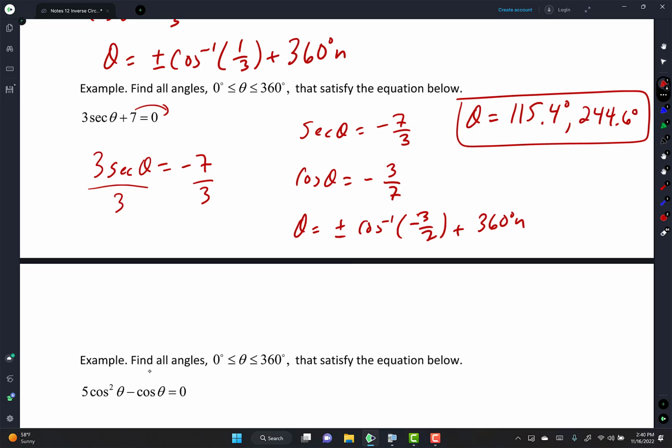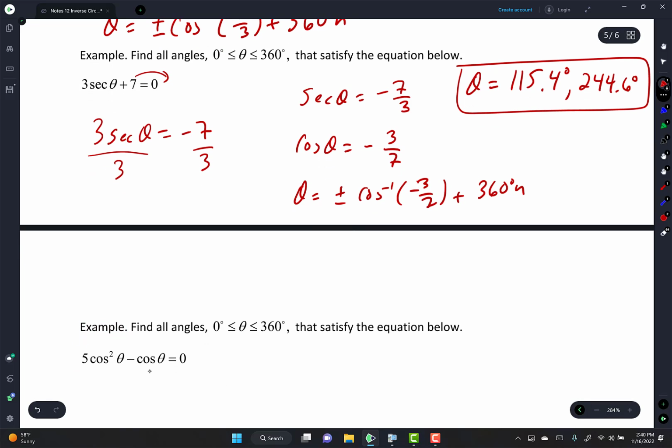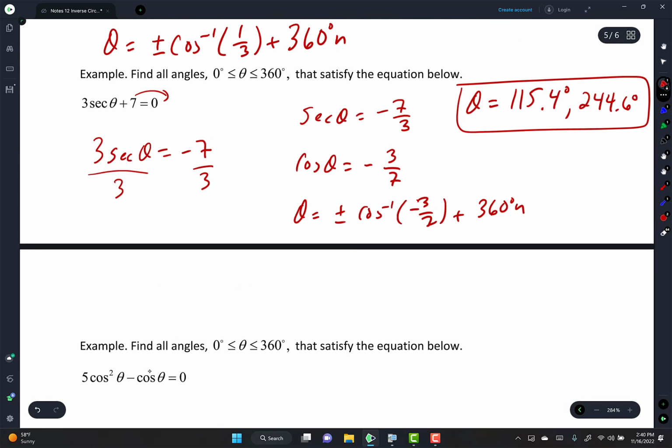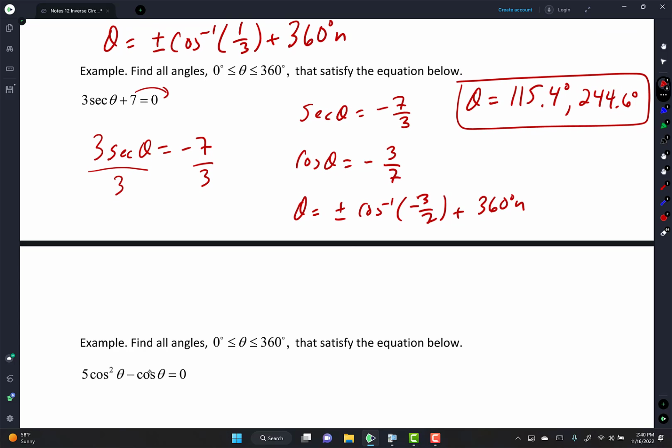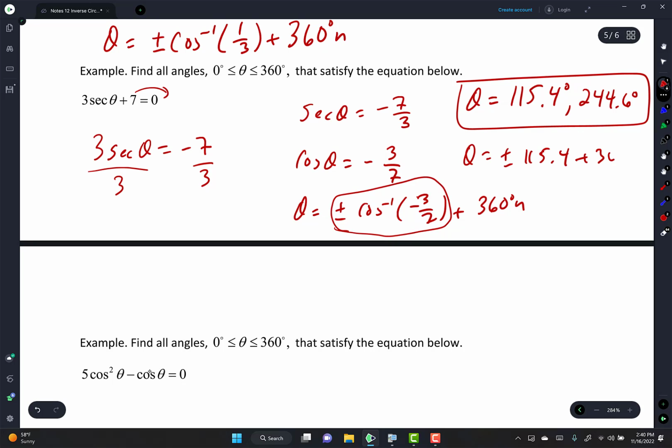How are we feeling, guys? Are we feeling okay? Say it again. Yeah, I added 360 to the negative 115.4, sorry. Because remember I have a plus minus right here? So it was plus minus 115.4. So theta equals plus minus 115.4 plus 360n. So one answer is just a positive 115.4. Then the other answer, you take the negative one and you add 360.